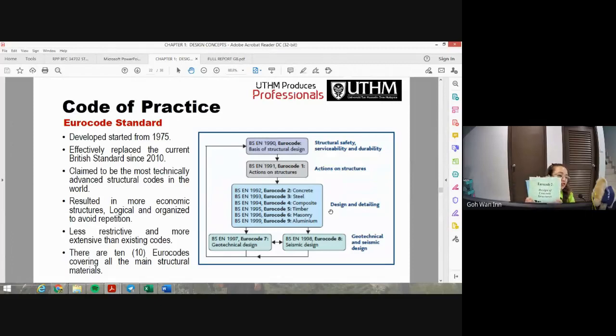This subject is an open book test. For the test, quiz, and final exam, I forgot to tell you, it's open book, not closed book. You can open your book, but it's just Eurocode. Because you need to refer to the design detailing, the actions, all of which you need to refer to in the Eurocode. That's why this subject is open book. Then number 7, Eurocode 7 is geotechnical design, and number 8 is seismic design.